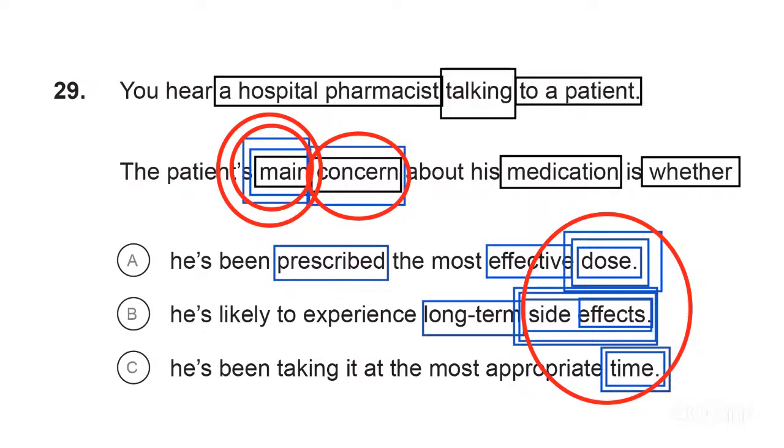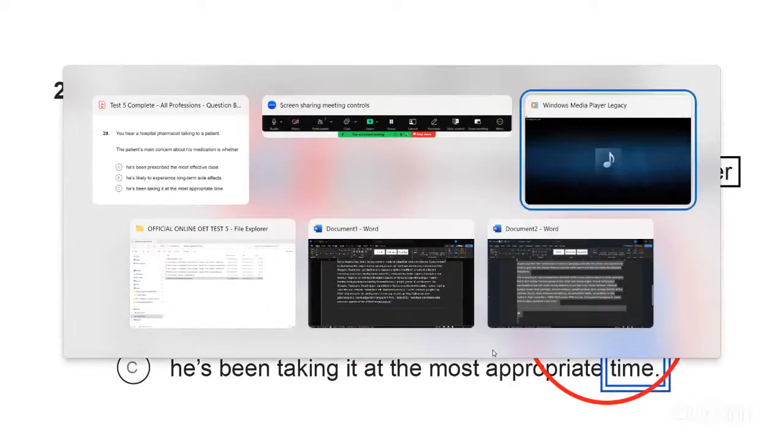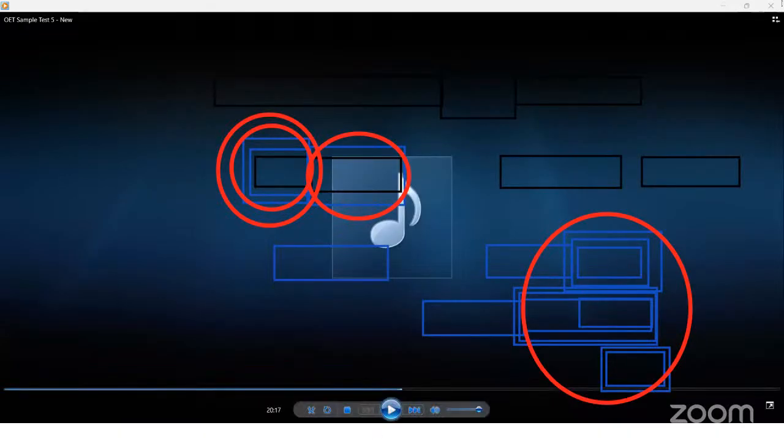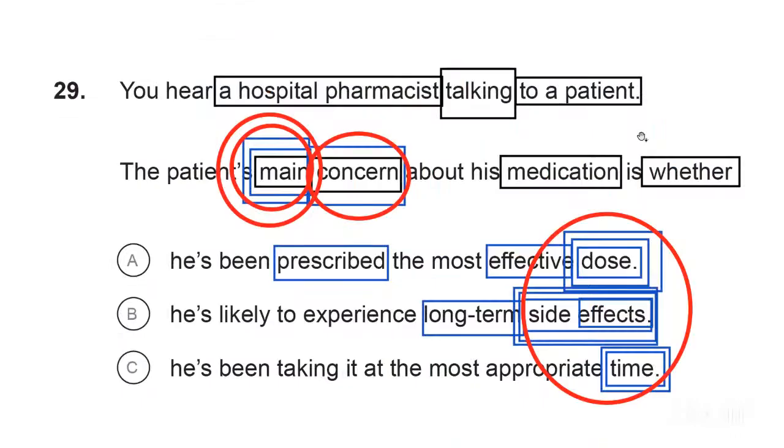Question 30. You hear a primary care doctor. Yeah. What is the answer you think, Jasdeep Kaur? Yeah, unmute. B, sir. B. Yes, you're right. You are right.